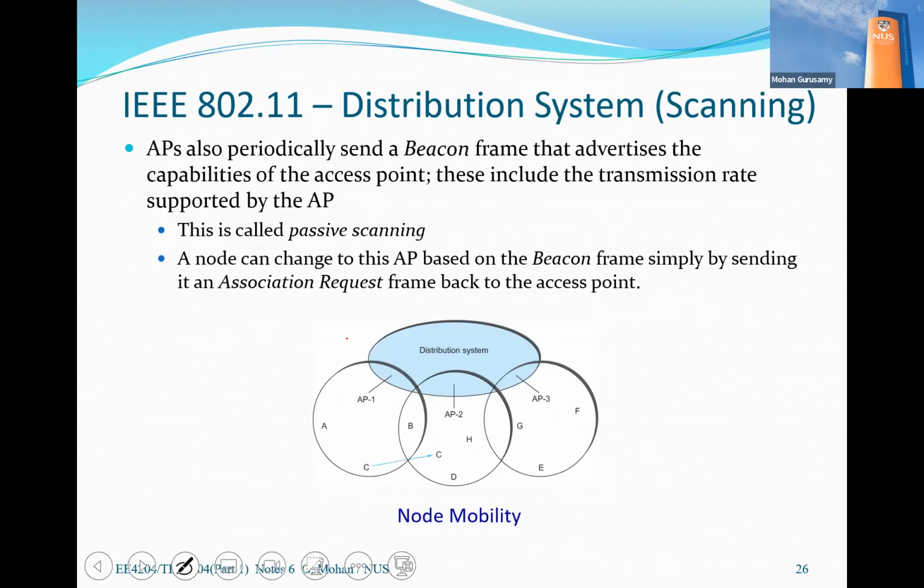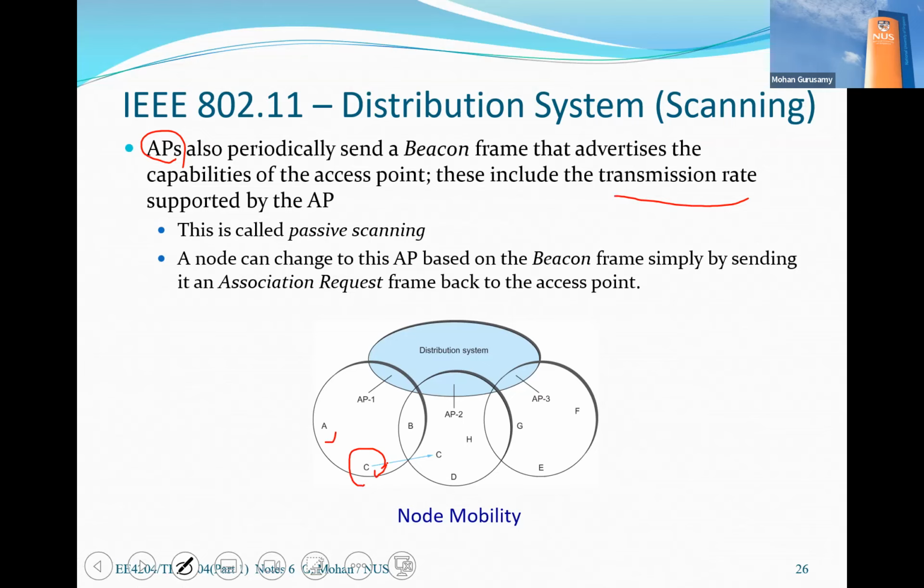Alternatively, the access points periodically send beacon frames, which basically advertise the access point's capabilities. So in this case, each access point will periodically send frames called beacon frames, and these will tell the specification or the capabilities. For example, what is the data rate or transmission rate? And this beacon frame will be received by each individual host.